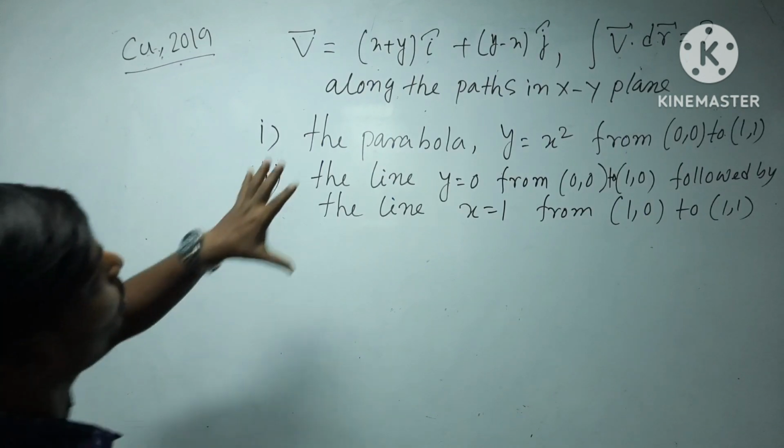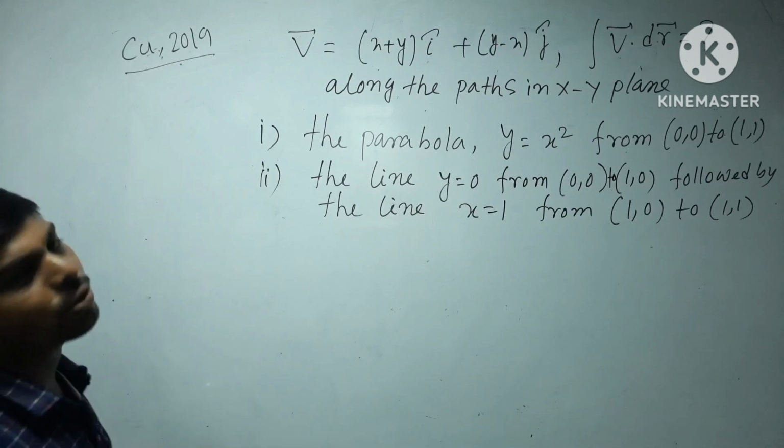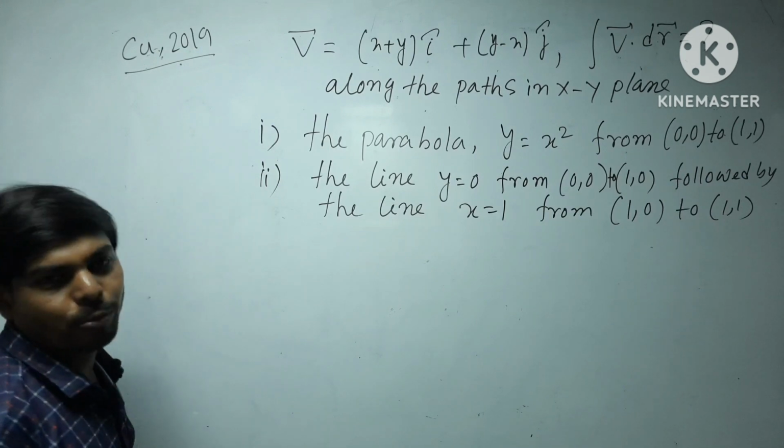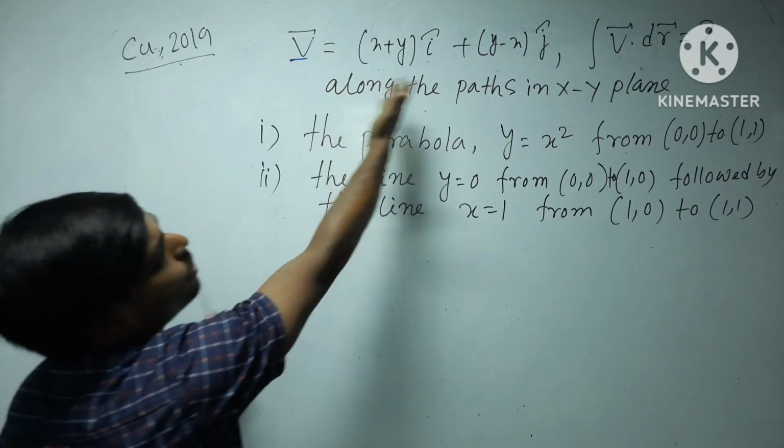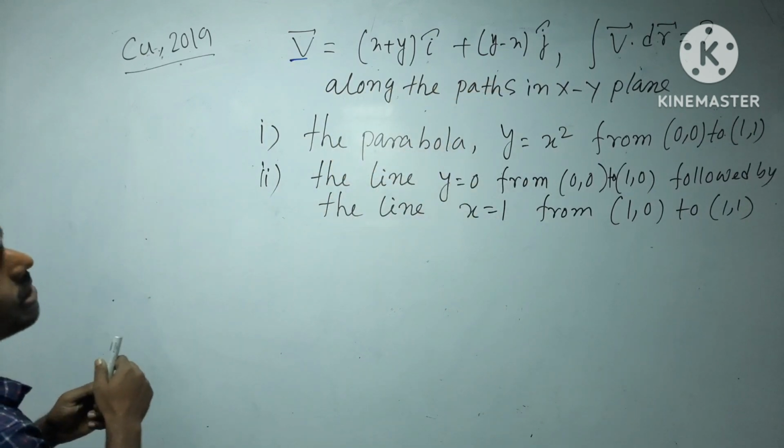Okay, so this is problem number 2. It was asked in 2019 Calcutta University, paper 1. কি বলা আছে? A vector field V is given. This is a two-dimensional vector field. সহজে বুঝতে পারছো, two-dimensional vector field.